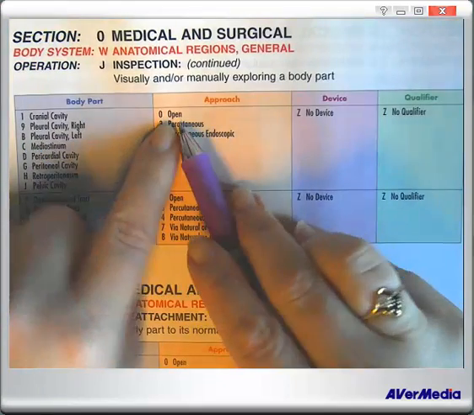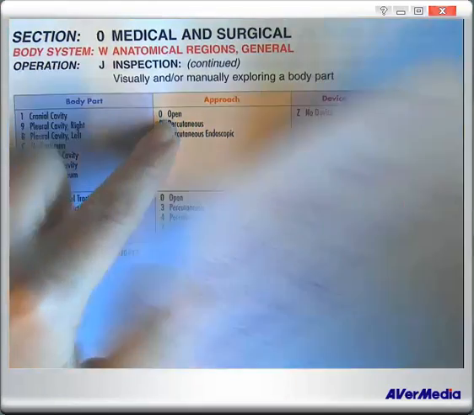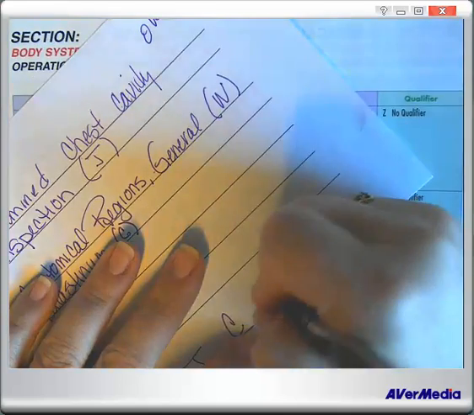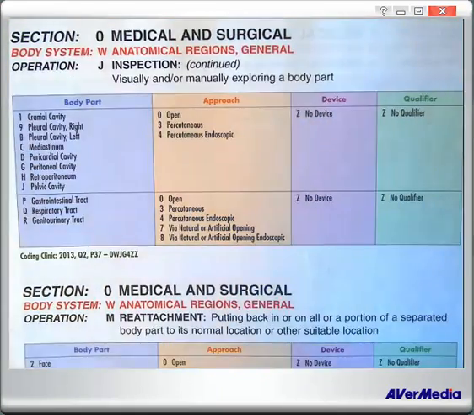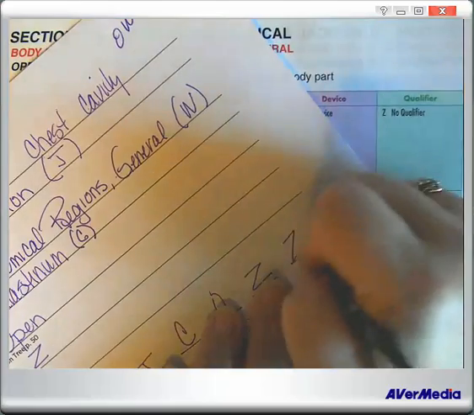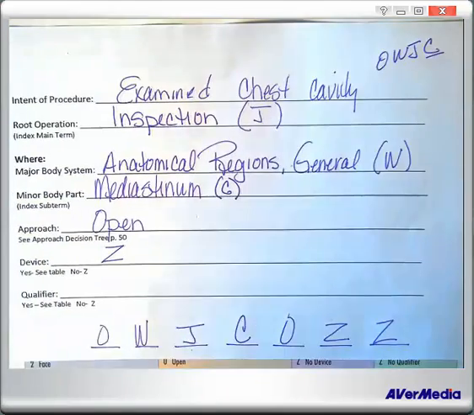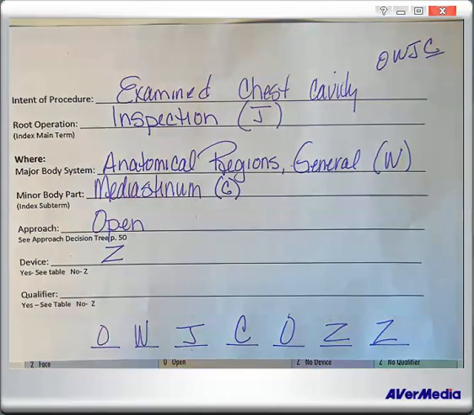We know that it was open, so 0. We know there was no device, and we know there was no qualifier. So our code for a planned aortic valve replacement, but the procedure was canceled after the thoracotomy was performed, but before we cut into the heart muscle, is 0WJC0ZZ. And that's it.